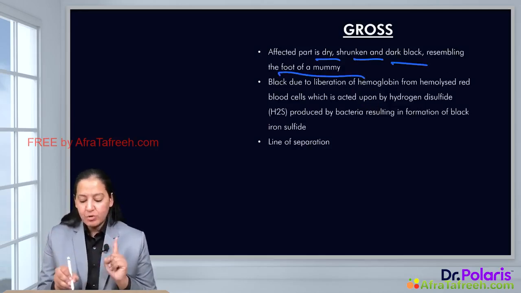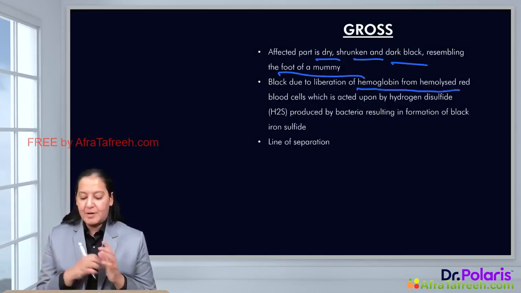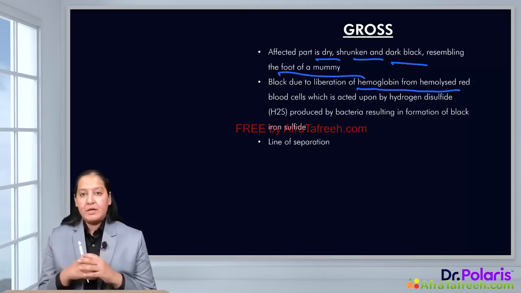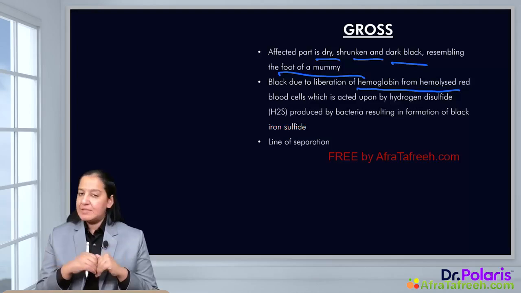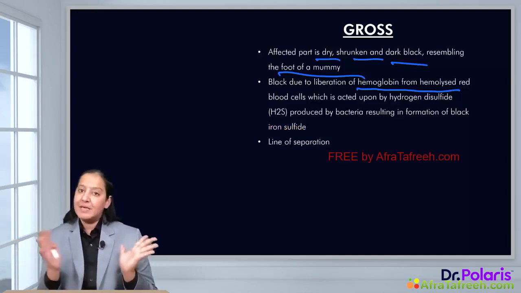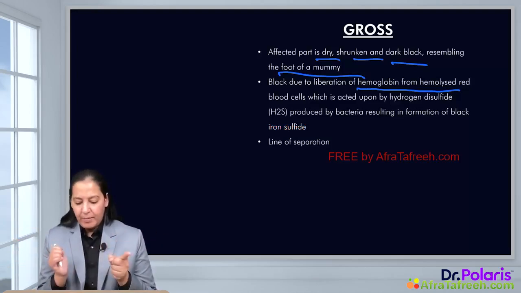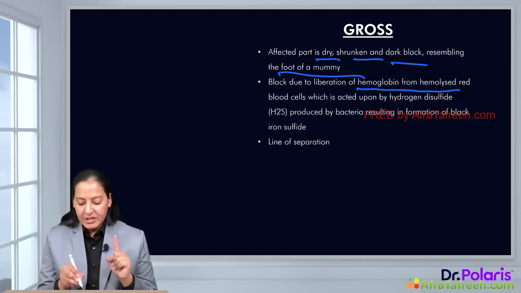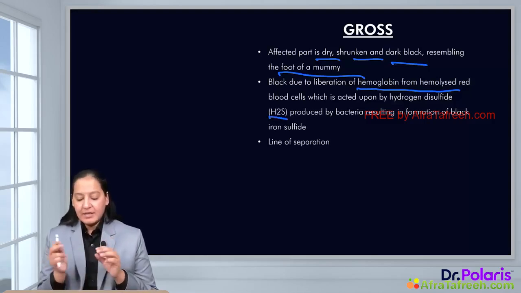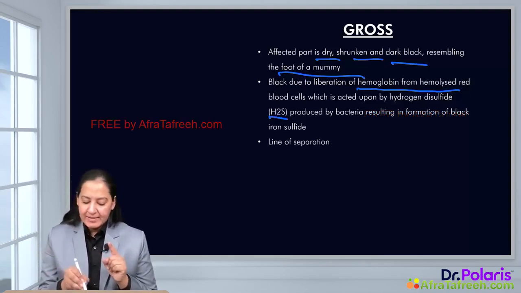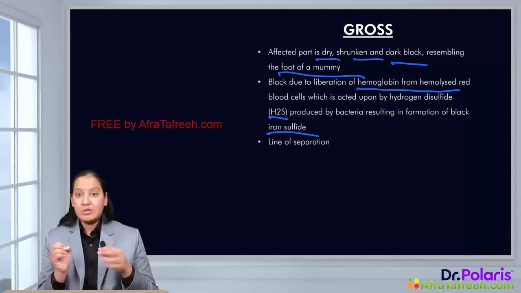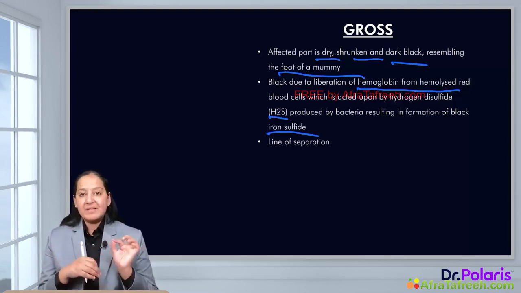The black color is due to liberation of hemoglobin from the hemolyzed RBC, which is acted upon by hydrogen sulfide produced by the bacteria, resulting in the formation of black iron sulfide. So the RBCs got ruptured, they got lysed. From the RBCs, hemoglobin came out. This hemoglobin is acted upon by the H2S produced by the bacteria, and it will convert into iron sulfide. So that is the reason for the black color.